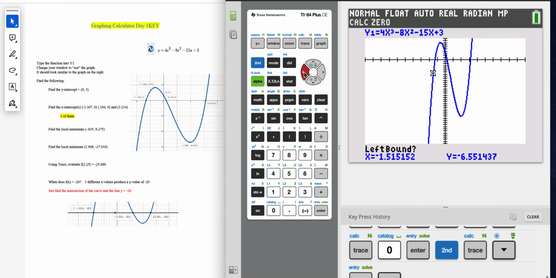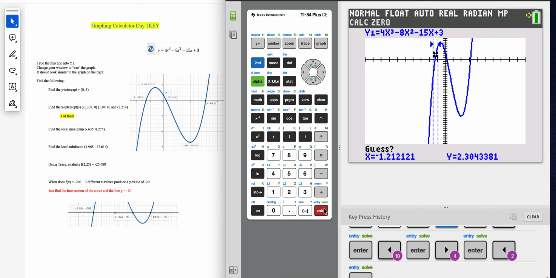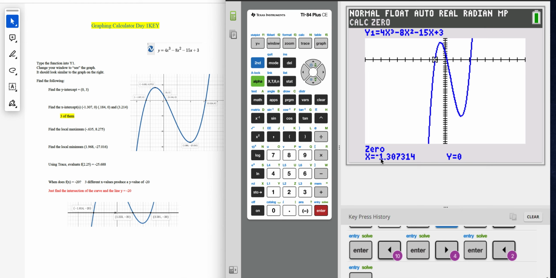Scroll, and now I'm to the left of it, so I can enter. Now I need to go to the right of it, so I scroll and I hit enter, and then it says guess. So just get somewhere close, just take 2 clicks back. And so I'm somewhere close to that 0, and then boom. And now my calculator tells me that when I plug in negative 1.307, I'm going to get a y value of 0. That's this x-intercept.